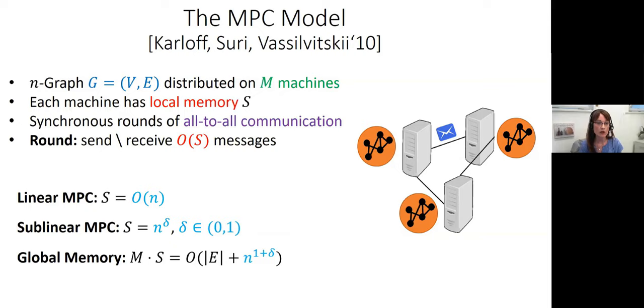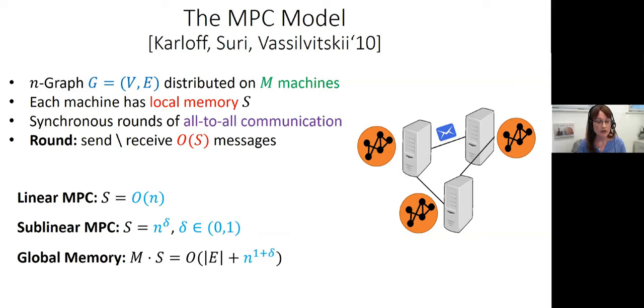And the communication works in synchronous rounds in an all-to-all communication manner. At every round, every machine can either send or receive roughly order of S bits from each of the other machines. So in this model, we distinguish between two types of settings. The first is the linear MPC, where the local memory S is linear in the number of nodes of the graph. In the sublinear MPC, the local memory is sublinear, n to the delta, for any given parameter delta. And usually when we do algorithms in the sublinear MPC, we would like our algorithms to be fully scalable. We would like them to work for any given input delta. The global memory is then simply the number of machines times the local memory.